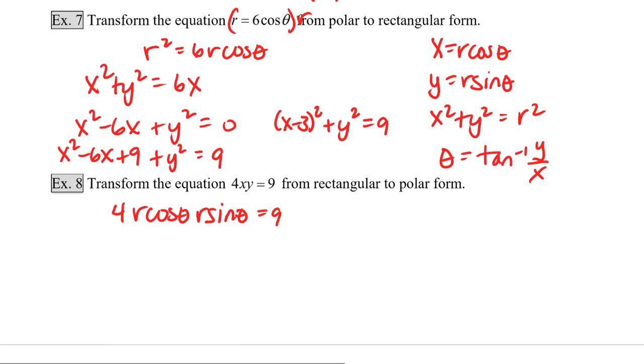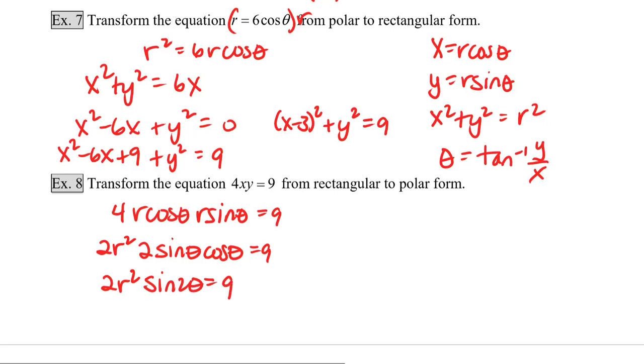With a little creative manipulation, I can say that this is the same as 2r squared times 2 sine theta cosine theta is equal to 9. And you might remember the identity that 2 sine theta cosine theta is actually equal to sine 2 theta. So this is the same as 2r squared sine 2 theta is equal to 9.